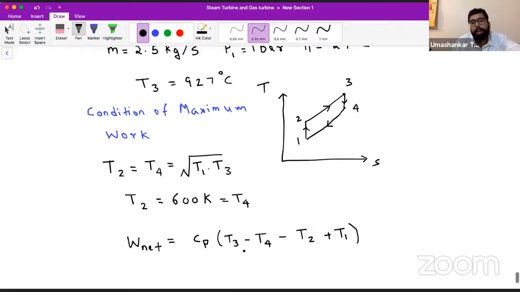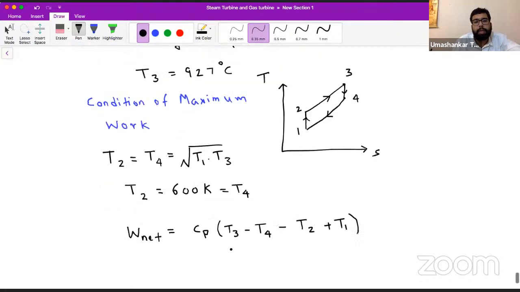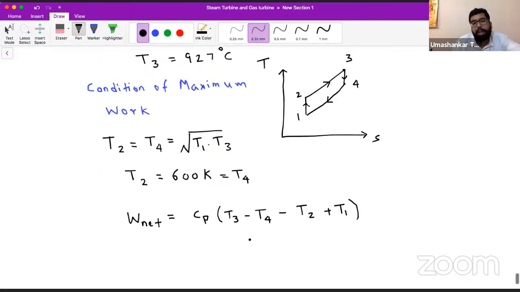Now you have the value of all the temperatures. Cp is given in the question as 1 kilojoule per kg Kelvin. So you can form this net work. As the value of Cp you have taken in kilojoule per kg Kelvin, the net work is going to come out like this, 300 kilojoule per kg.